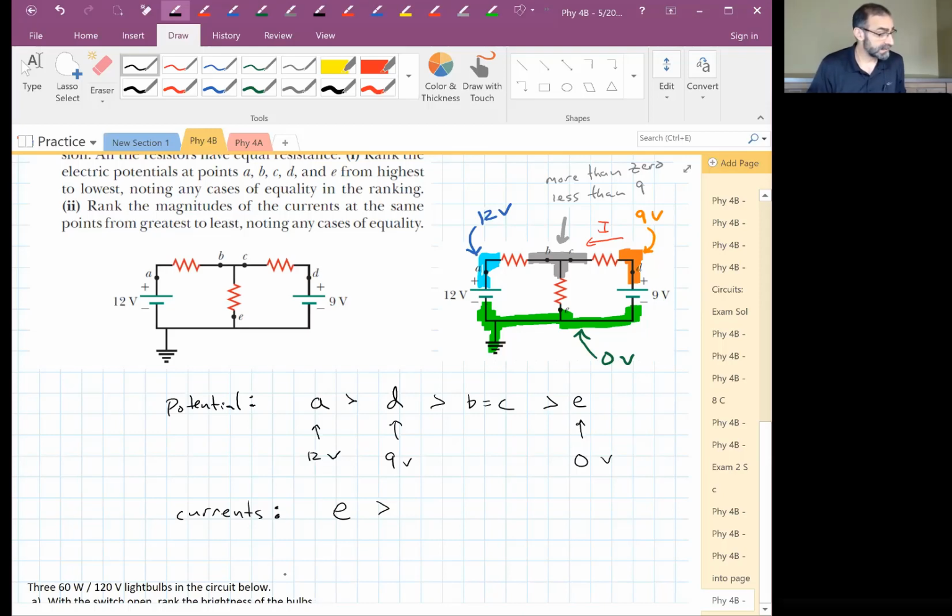Let's take a look at the other two. Well, what do we know about A and B? And what do we know about C and D? A and B have to be the same because they're on the same branch, right? There's no forks in the road. There's no junctions between A and B. A has to equal B. What about C and D? Same thing. So we know A and B have to be equal. We know C and D have to be equal. We just have to figure out which set is the bigger one. Which set is the bigger one?